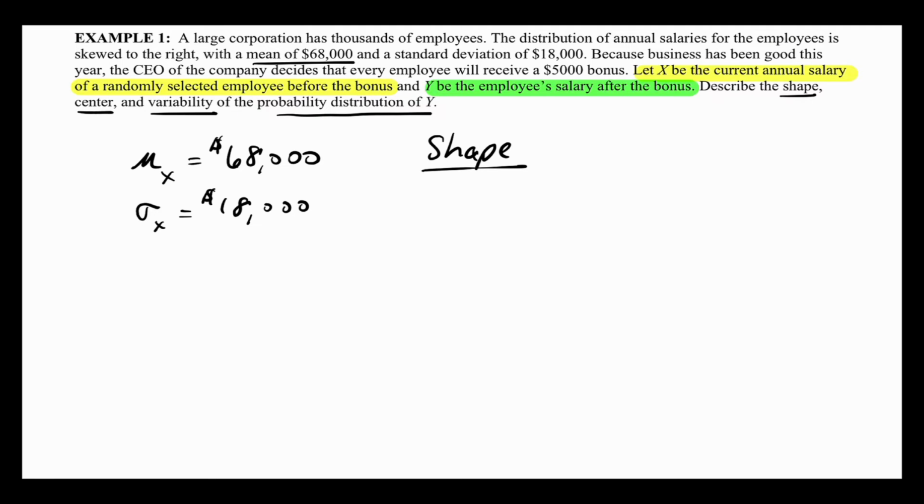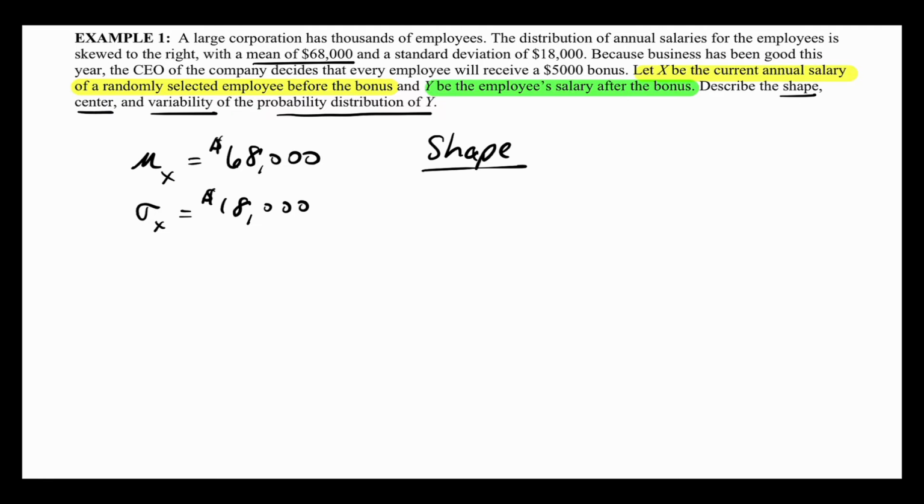What do we know about shape here? It's skewed right. That's referring to X, right? X is skewed right, the pre-$5,000. What's the shape going to be after they give $5,000 to everyone? Still going to be skewed right, because why? What shifts? Everyone's getting the $5,000 bonus. It's not like the low end is getting $5,000 or the high end or the middle. Everybody in the company is getting $5,000. So all of those dollar amounts are just shifting, right?